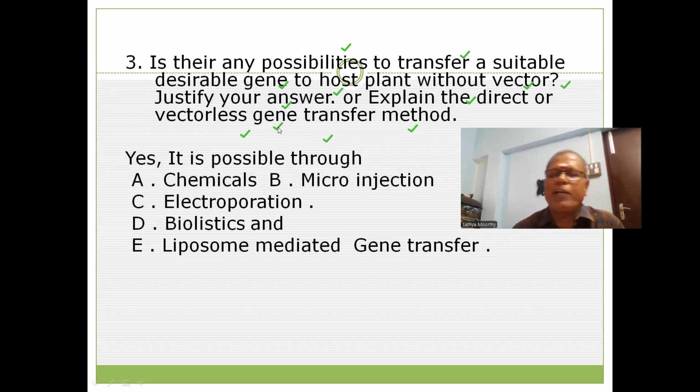Bacteriophages, plasmids, and retroviruses are used as vectors. Here we are going to see the vectorless transfer in plants as well as animals for the production of genetically modified organisms or transgenic plants or transgenic animals. And this vectorless transfer is possible through chemicals, or using microinjection, or by electroporation, or by biolistics. And finally, liposome-mediated gene transfer. We can see one by one, okay?